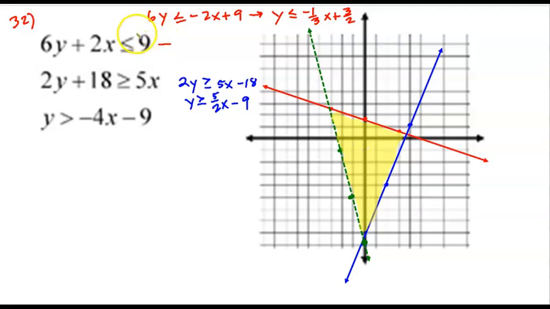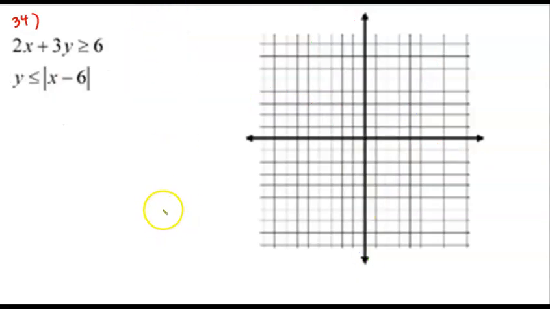Okay, I think we just have one more. And this is a line. Let's just do that one in blue. Solve for y. Negative 2x plus 6. Y is greater than or equal to negative 2/3 x plus 2. Y-intercept 2. Negative 2/3 slope. Up 2, left 3. Solid boundary line.